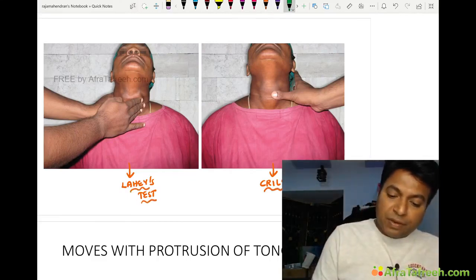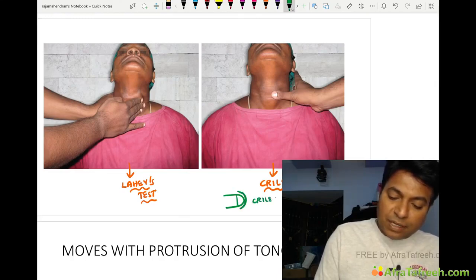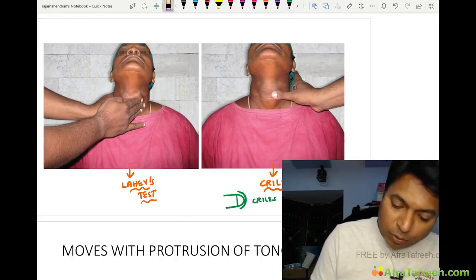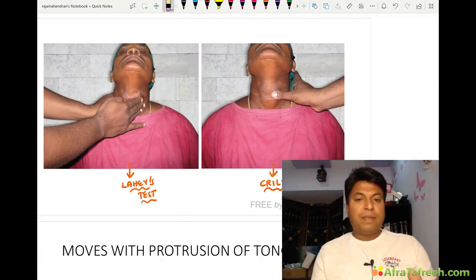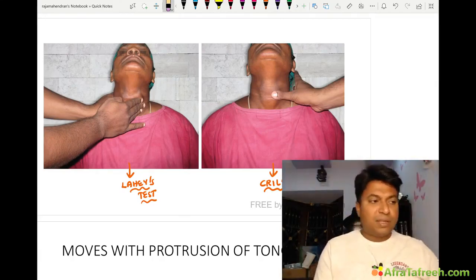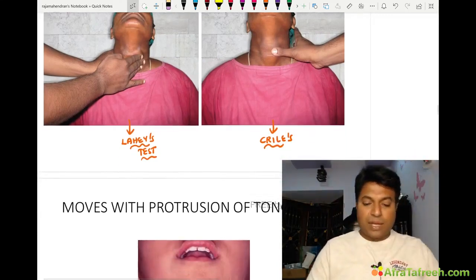Remember, if I keep my thumb like this, it looks like a C, so it is Crile's test. In the exam, students get confused between Lahey's and Crile's. Crile is thumb. Lahey's is 3 fingers, or even 4 fingers you can use.